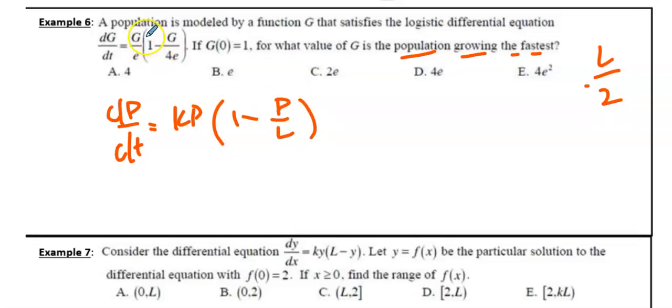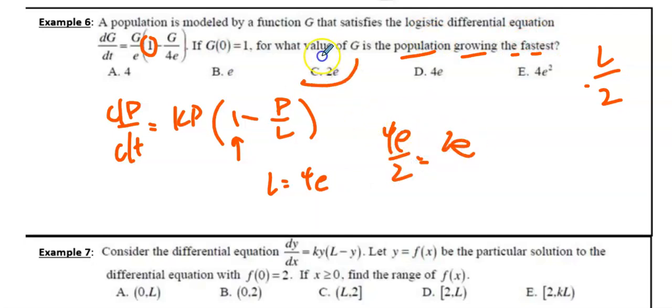So guys, what's awesome about this problem is the fact that this is a 1, and that's exactly what we're expected to be here. So L, our carrying capacity, is actually just simply 4e. And so for going the fastest, we're going to take our 4e, divide it by 2, and get 2e, and so our answer here is going to be C.